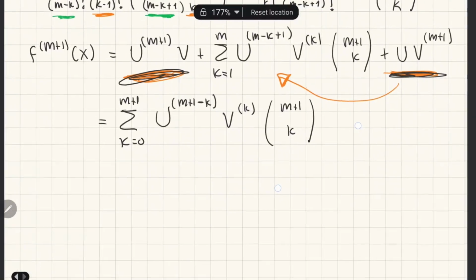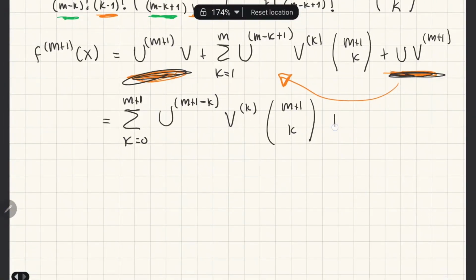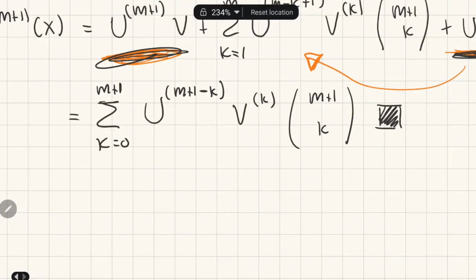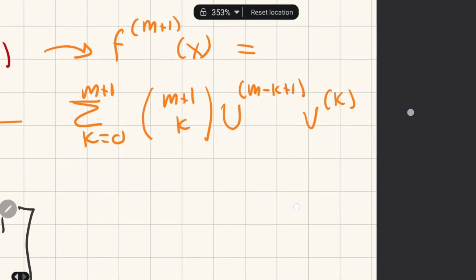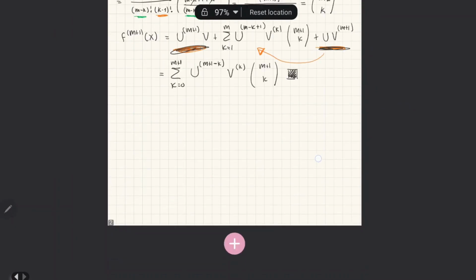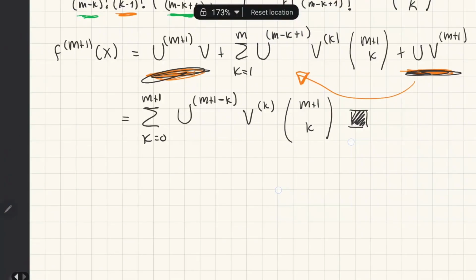Perfect. So I think that with this it is enough to show the Leibniz theorem, because we have reached the expression that we wanted, that corresponds to the m plus 1 element, right? Actually, that is this expression. So it's exactly the same. So yeah, I think that this proves Leibniz theorem.